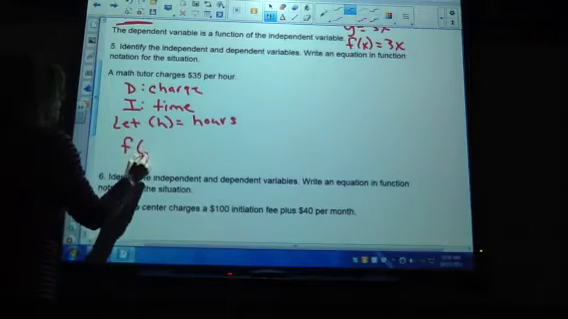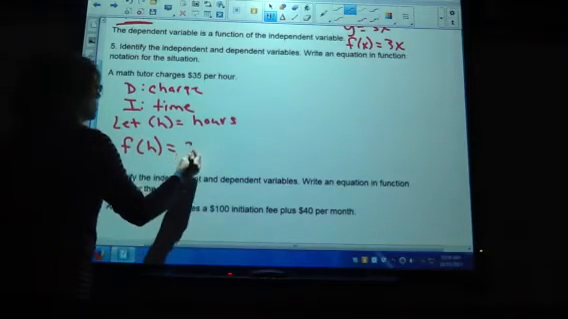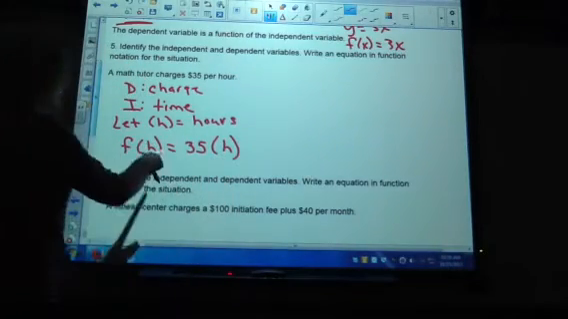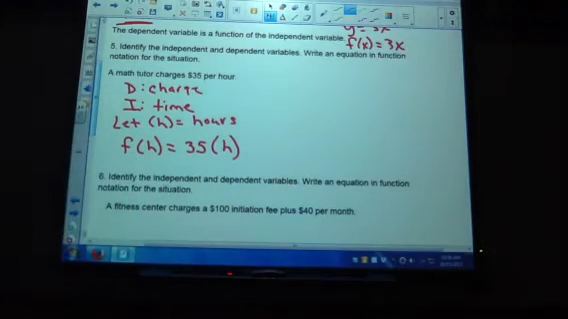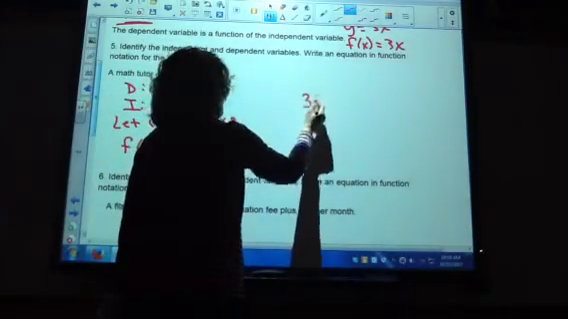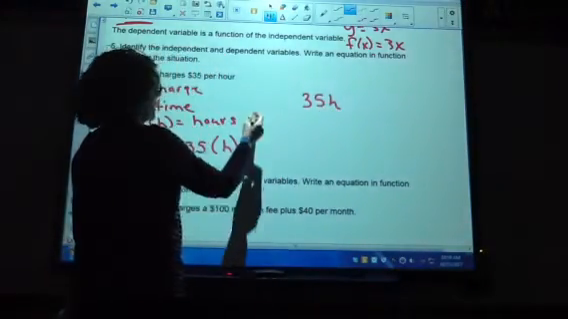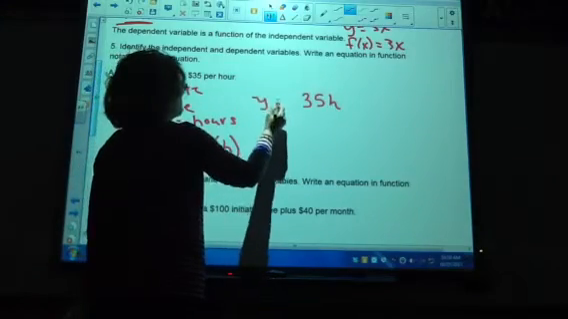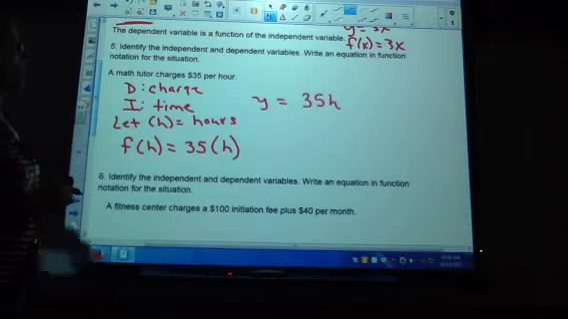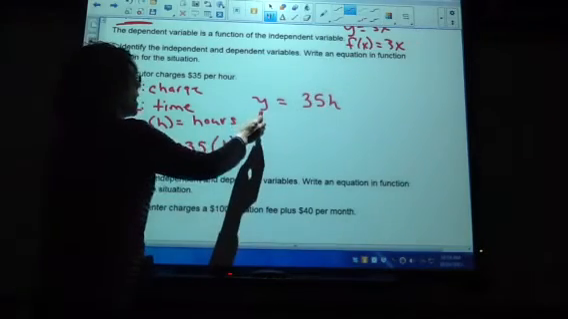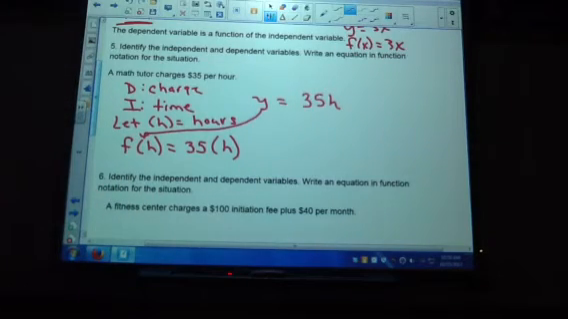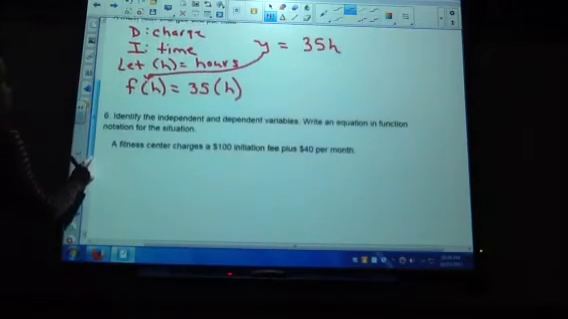So F of H equals 35H. Now, how did I get this, guys? I just wrote the equation, okay? The equation would be 35 times hours is going to give us our output, our Y, okay? So instead of using Y, what we want to use is our F of H, or F of X. Okay, let's do another one of these.